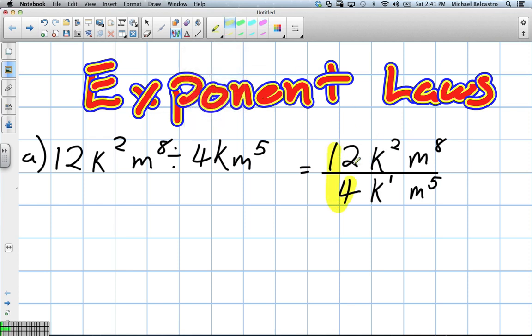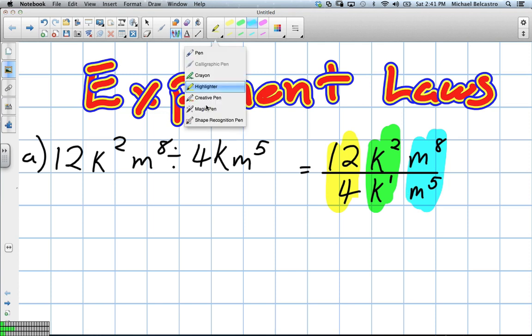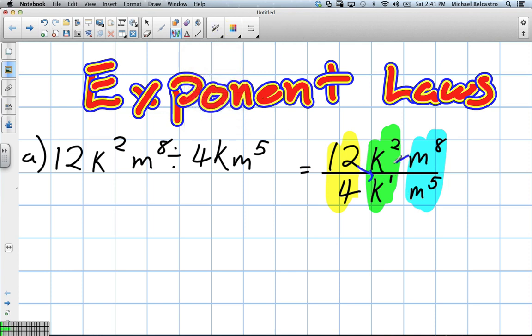So we know we're going to be working with these, which are our coefficients. These are our k's. And these are m's. These are the only like terms. We can't do anything in between them. We can't simplify this way or that way because those aren't like terms. The bases aren't the same.